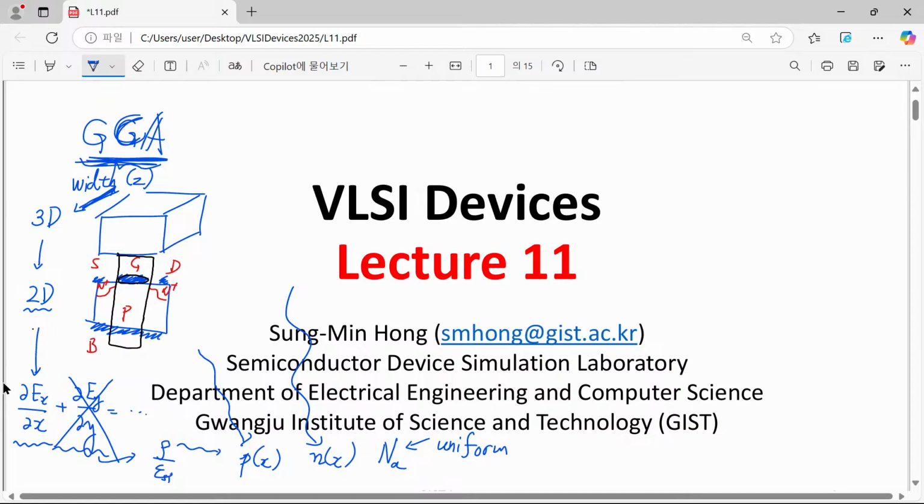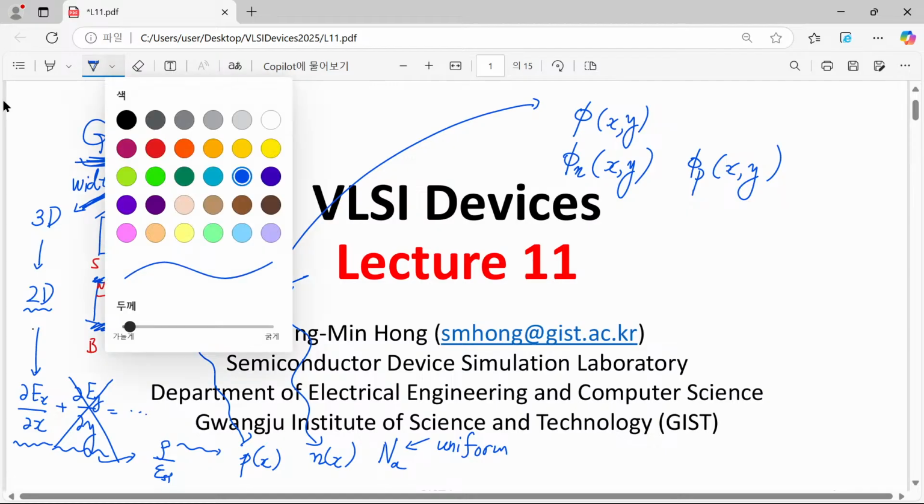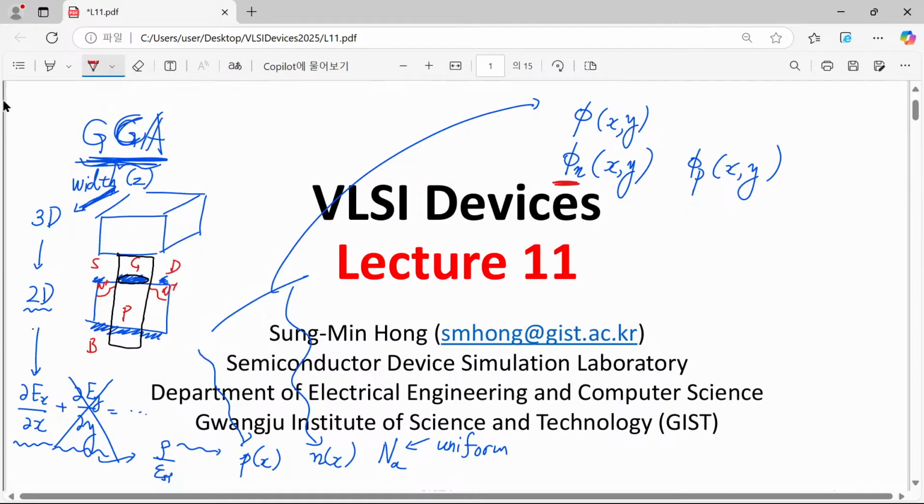But the problem is, in order to calculate these two quantities, we have to know the electrostatic potential as a function of vertical and lateral position, and also in order to calculate electron density, we must know the electron quasi-Fermi potential. Or if we want to know the hole density, then we have to know these quantities. But what was our understanding of these two, especially these two quantities? The electron quasi-Fermi potential and the hole quasi-Fermi potential.